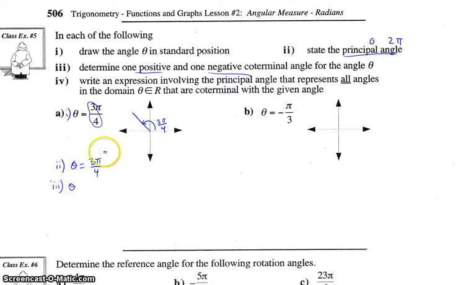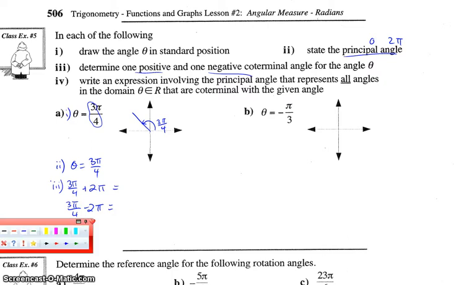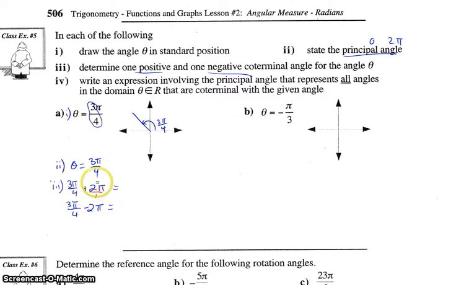So we would basically be going 3 pi over 4 plus 2 pi and 3 pi over 4 minus 2 pi. Now, those of you not a fan of fractions, I'm going to show you a calculator method in a minute. Those of you headed towards calculus, you need to know how to work with fractions. So this is how you do it.